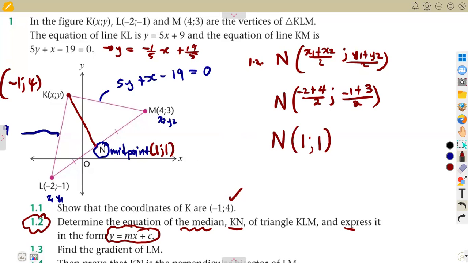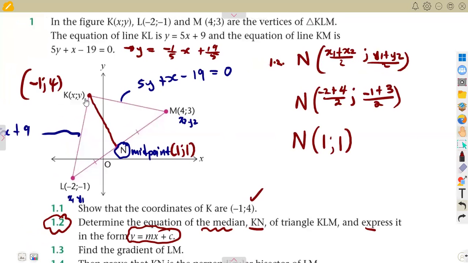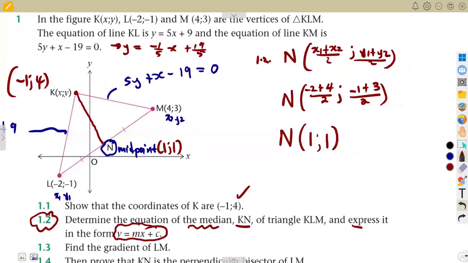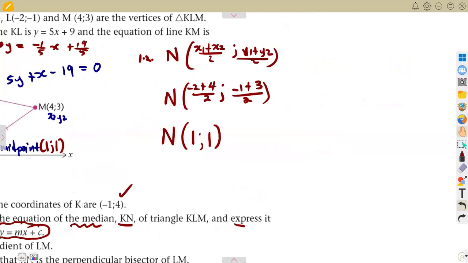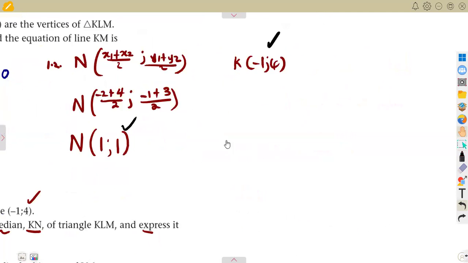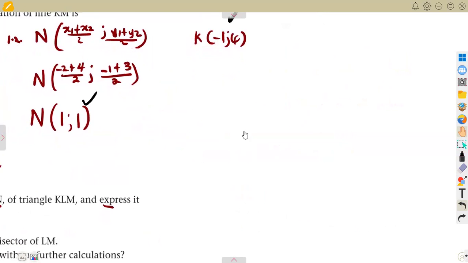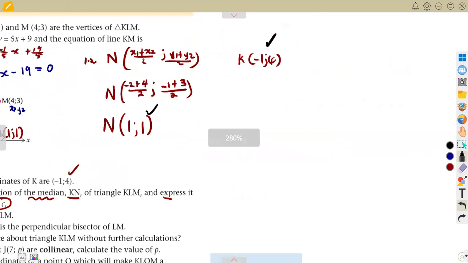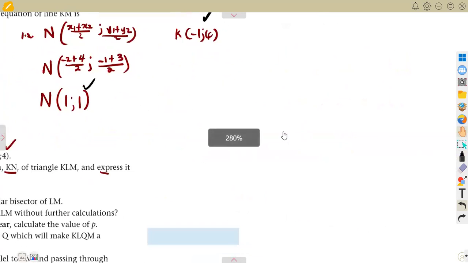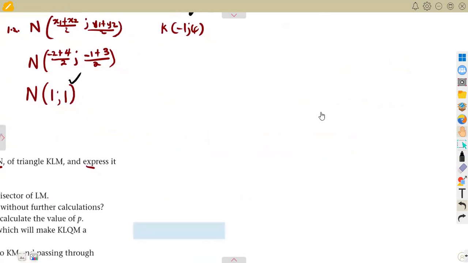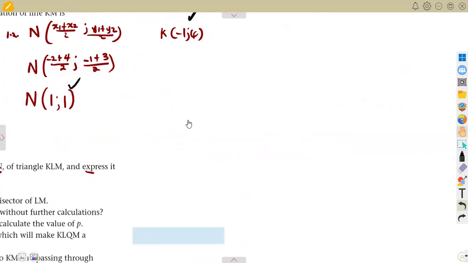So with N as the midpoint and with K, because we need to determine the equation of KN, and we have the point K. Given the point K, the one that we proved before, and we have got the point N, we can determine the equation. Remember, the question there is for us to determine what? The equation. So how do you determine the equation given points? When given 2 points, we can determine the equation.